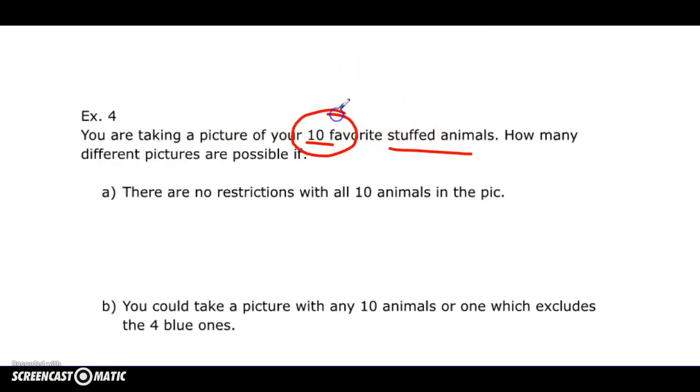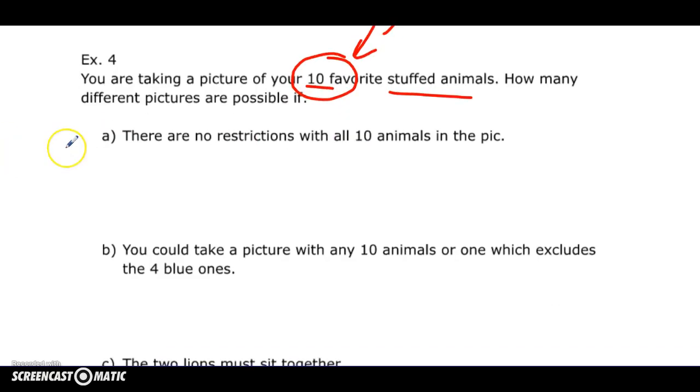It's not that you have 10 stuffed animals, it's that you have 10 favorite stuffed animals, which means two things: one, you have more than 10 stuffed animals, and two, you rank them. Strange. 10 favorite stuffed animals.